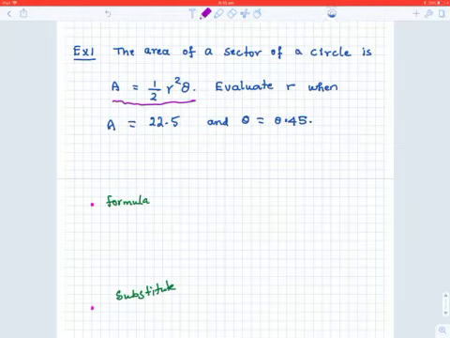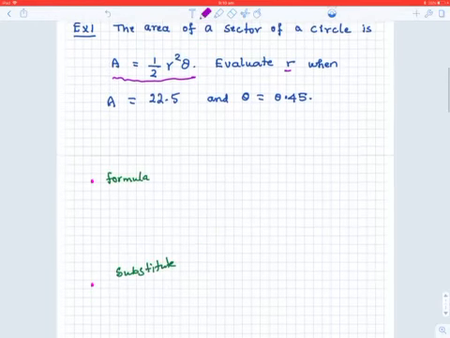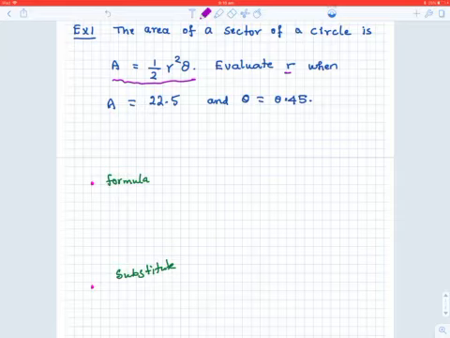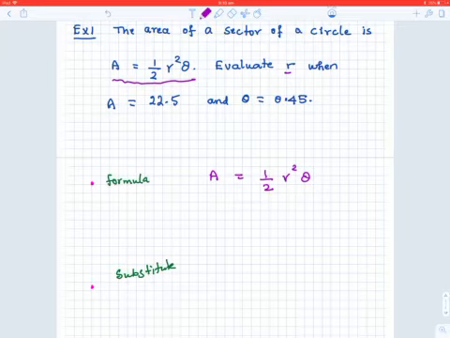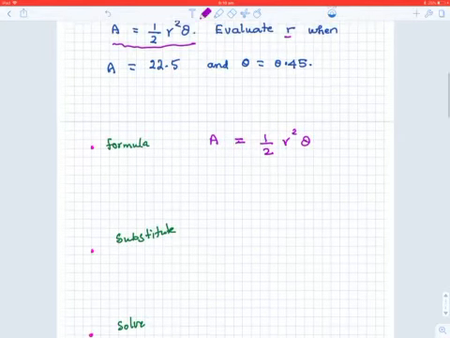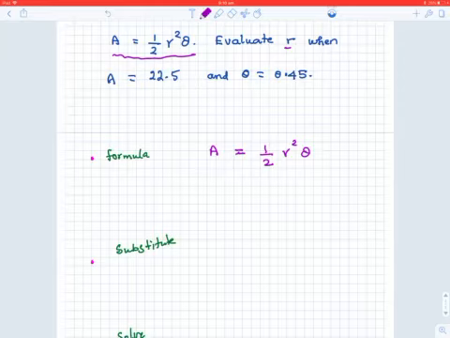The first question says the area of a sector of a circle is given by the formula A equal to half r squared theta, and you have to find r when A is 22.5 and theta is 0.45. The first step, as we have seen before, is write the formula. The formula is A equal to half r squared theta. This formula involves A, r and theta as pronumerals, three pronumerals.